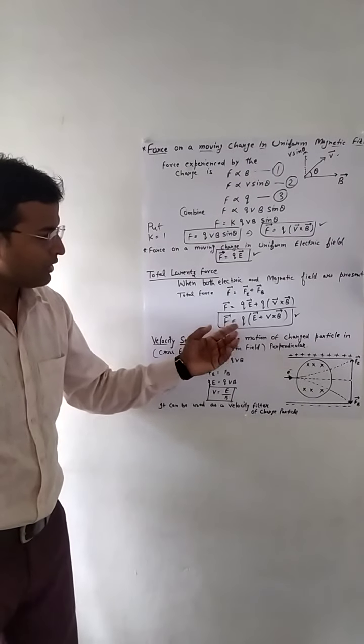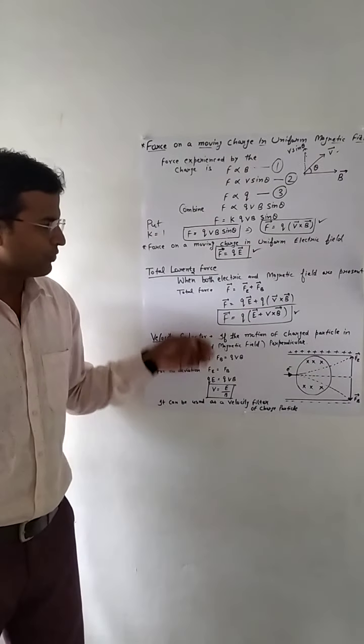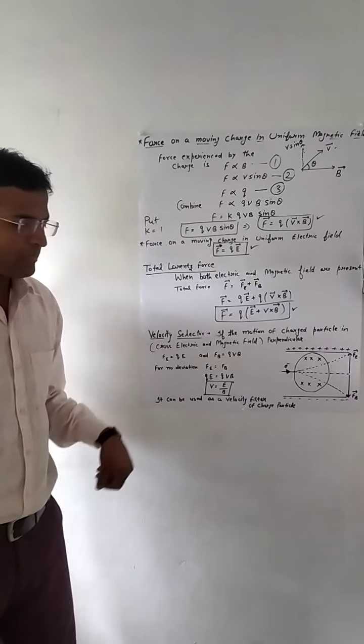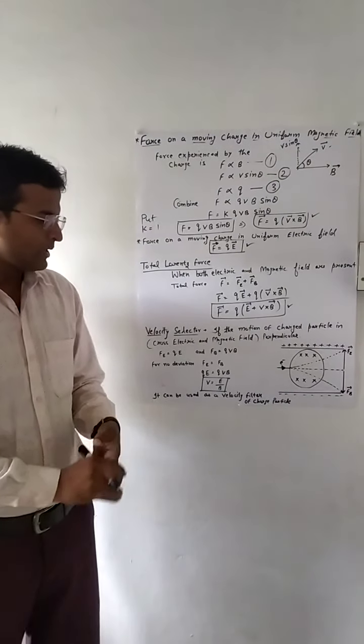Now, this is the formula for Lorentz force. Okay. Next, velocity selector. Now what is this concept of velocity selector?